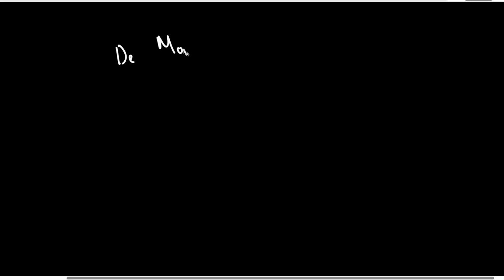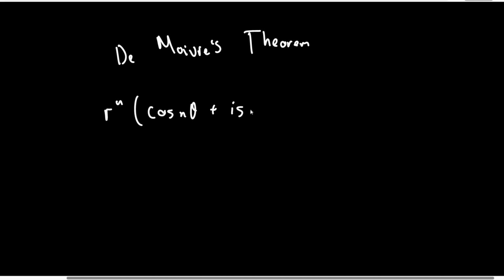The theorem. The Moivre's. It's like a French sound, you know, moi. The Moivre theorem. So we just know that it's r to the n times cosine n theta plus I sine n theta.